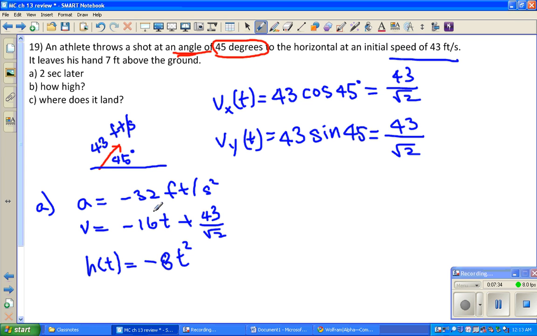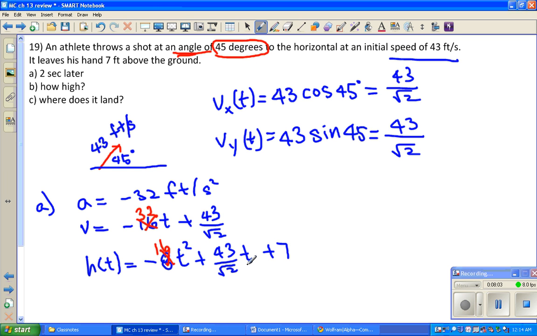Oops, let us try to change this one, just 1 second. I made a silly mistake here. Here we have 32, and here we have 16. Sorry for that silly mistake. And we will go back, continually having 43 over radical 2 t, and then the location, which was plus 7.